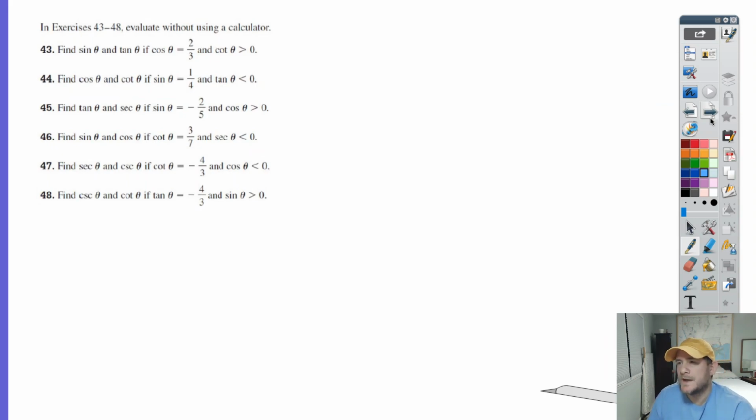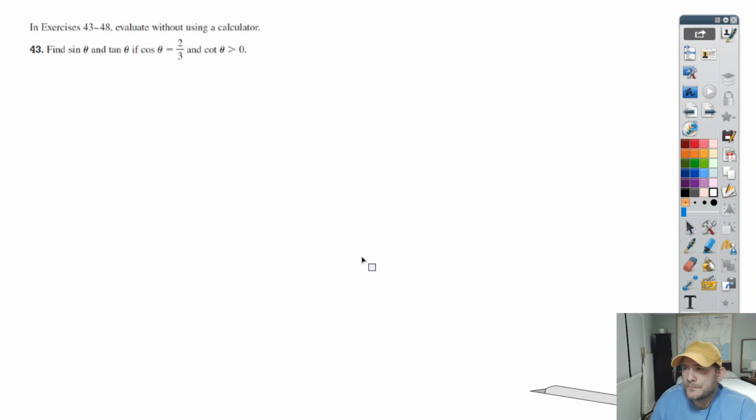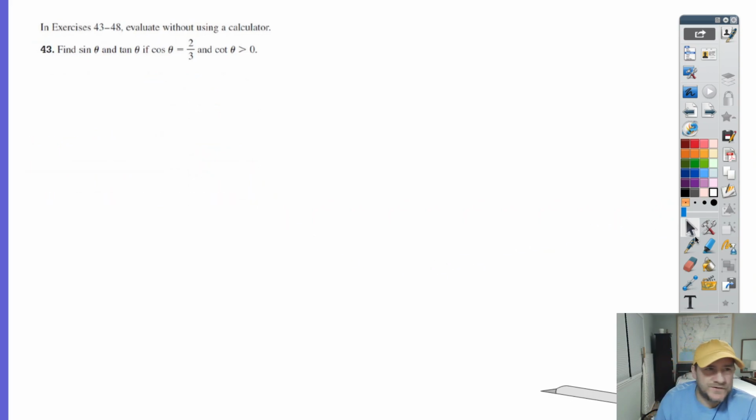Okay, and now, these are very important, like super important. So important that I'm going to hide most of these. Okay, so focus on just this one. So they're telling you to find sine theta and they're telling you to find tangent theta.